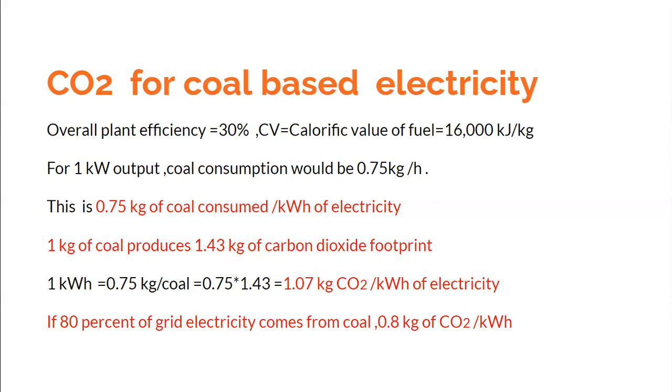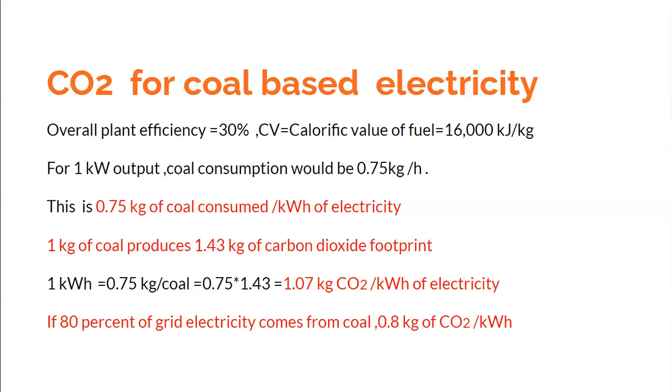Let us say the coal has a calorific value of 16,000 kilojoules per kg. What is the meaning of this? So the thermal efficiency is the electrical output, that is 1 kilowatt, let us say, upon MF into CV.